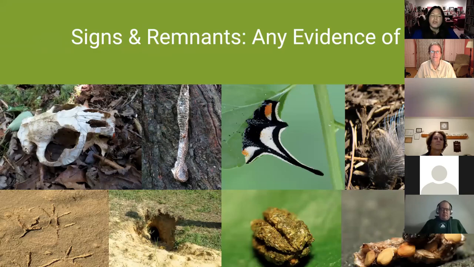Signs and remnants. So I love this one. Kids love this one because we talk about poop. Basically, it's not just a living organism. It can be evidence of life. And so skulls, skin, wings, feathers, cocoons, scat, tracks, carcasses, all of these things, if you can get some pictures that are going to help people identify it, then it's still up for grabs for an iNat observation.